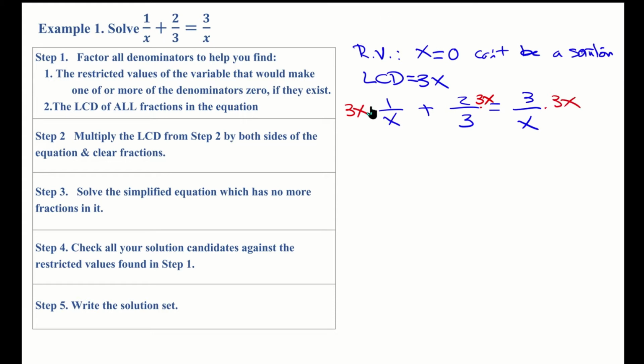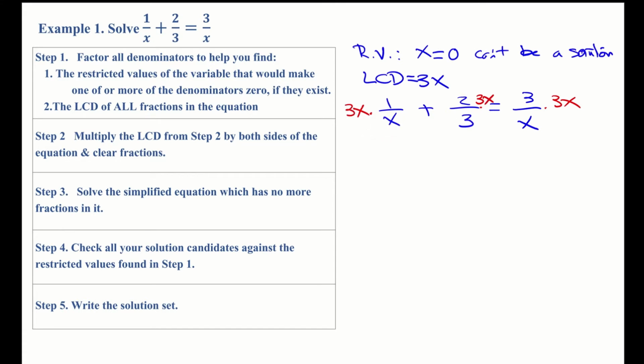Notice we multiplied the 3x by each of the 3 original terms. That's because of distribution on the left side. Otherwise, we're only multiplying 3x once on the left side, once on the right side. But on the left side, we have to distribute. That's why you see it appear twice. It's not that we're multiplying it twice, it's that we're multiplying it by more than one term, so it has to be distributed.